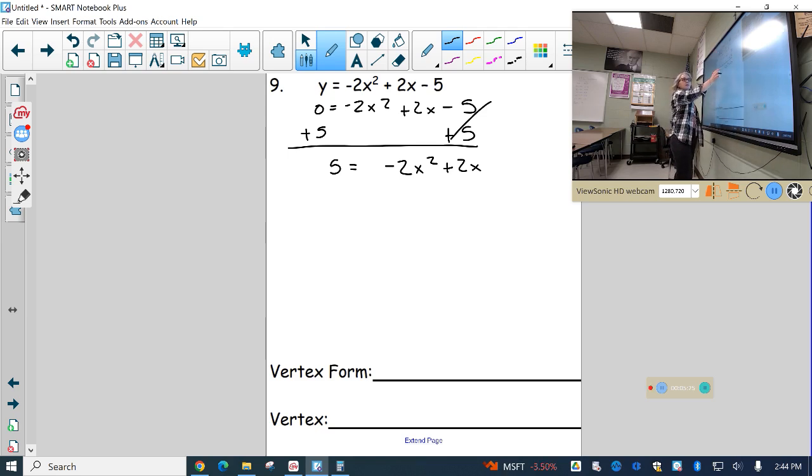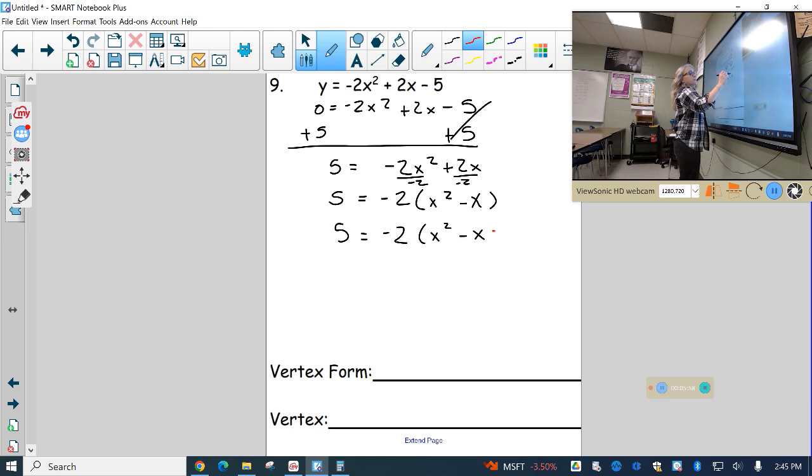Now I have to have an a value equal to 1, so I'm going to factor out a negative 2 on just this side. So I have negative 2, and then I divide each of these by negative 2 to see what I have left, which would be x squared minus just 1x. On this side, I still just have 5. Now I want to change what's in parentheses to a perfect square binomial. So I'm going to have to add a plus blank at the end. That means on this side, I also have to add a plus blank.